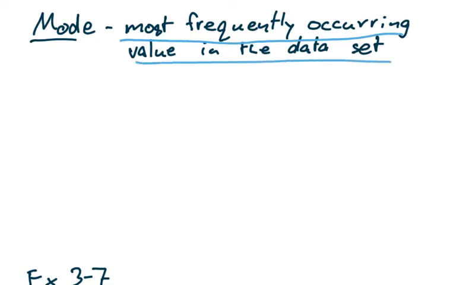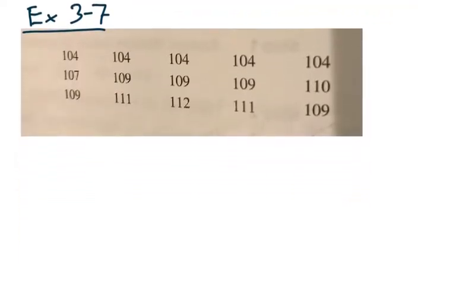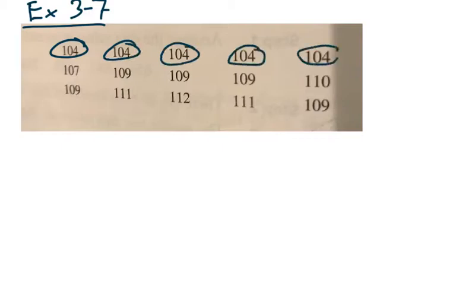So to illustrate this, let's turn to example 3-7. So we've got the data here. Okay, so let's kind of just keep score. You see which data point or which value occurs the most often. I see a lot of 104s, so let's count those up first. All right, so I have 1, 2, 3, 4, 5 copies of that. So that's pretty frequently occurring. And then what else have we got?